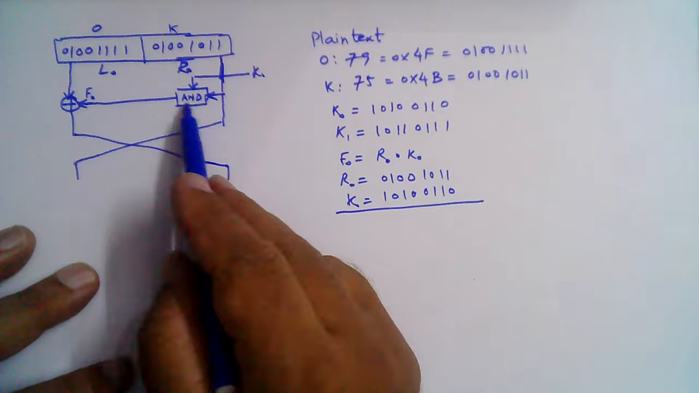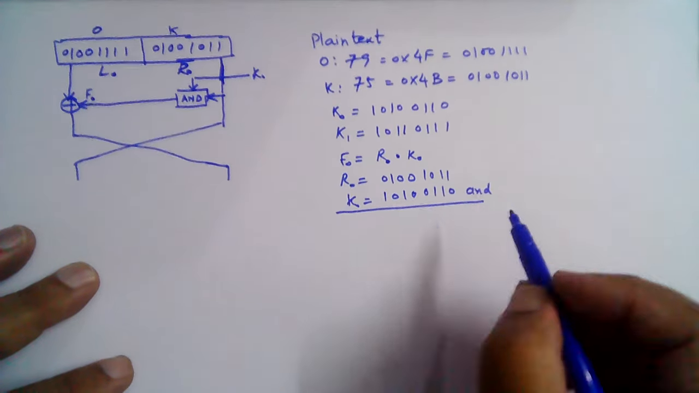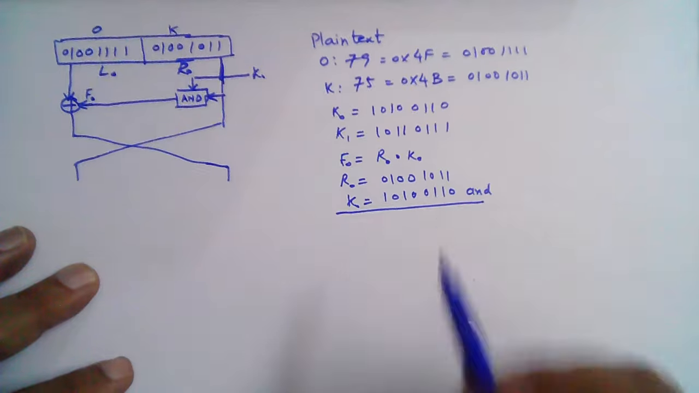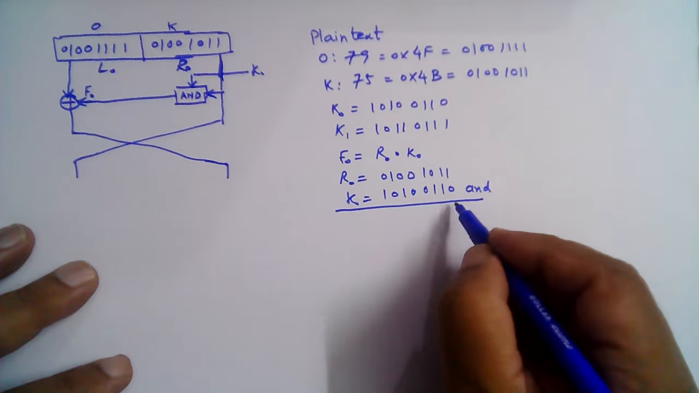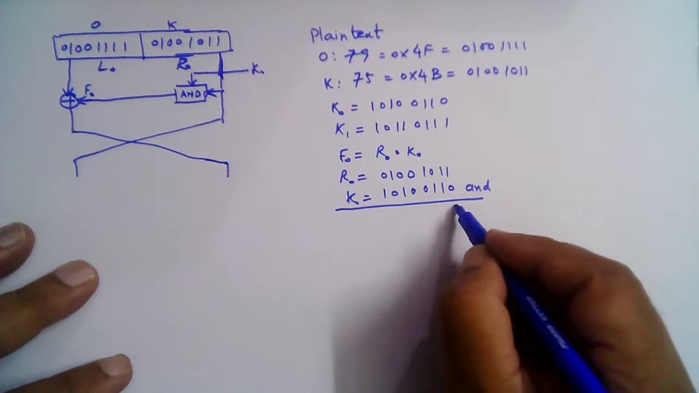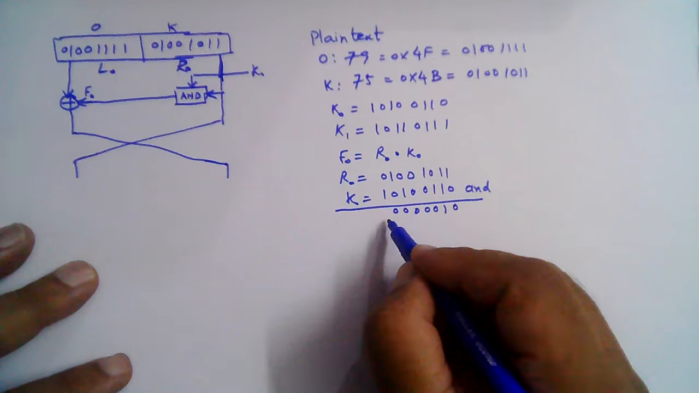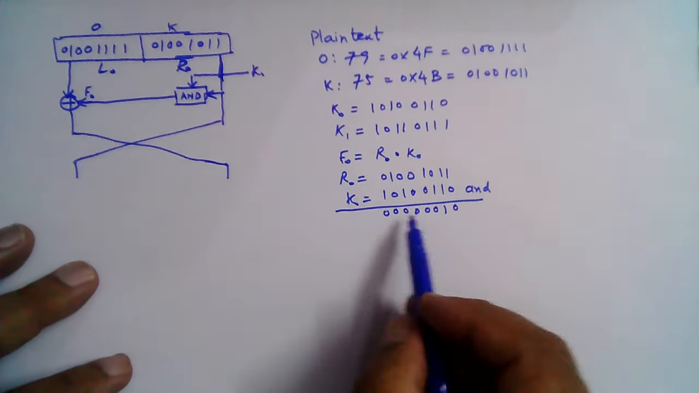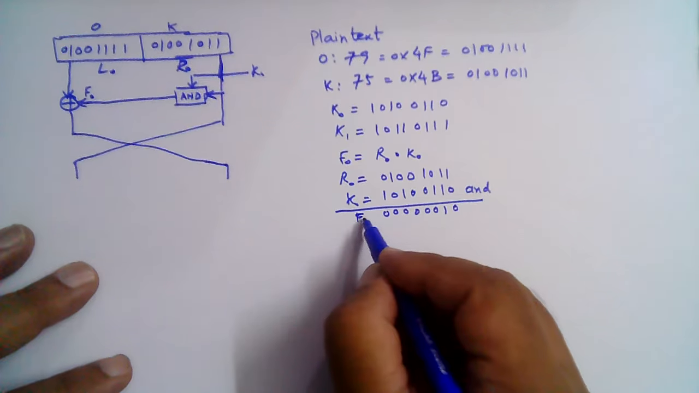And the function is the AND operation. So this is an AND operation here, right? Of both these bit patterns. So 1 AND 0 is 0, 1 AND 0 is 0, this is 1, this is 0 0 0 0 0 and 0. So this is the output of this function, and we call this f naught.